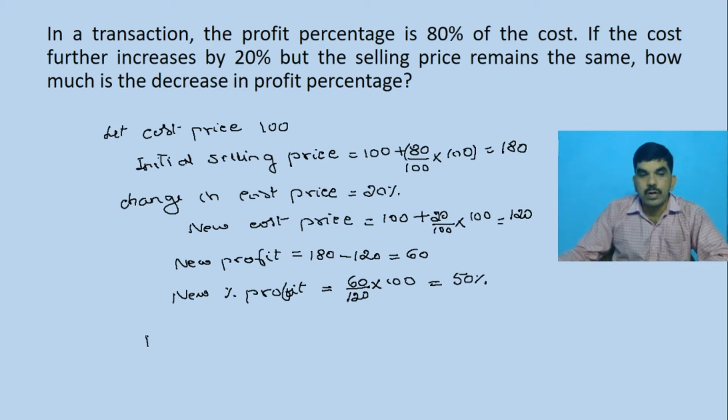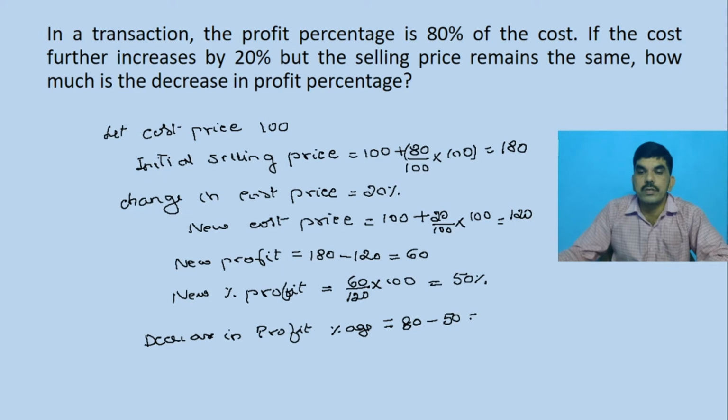So the decrease in profit percentage is equal to, what is the initial profit percentage? 80%. What is the new profit percentage? 50%. So the decrease in profit percentage is 30%. Right? Next.